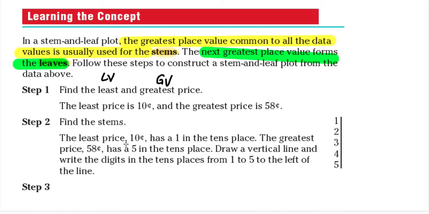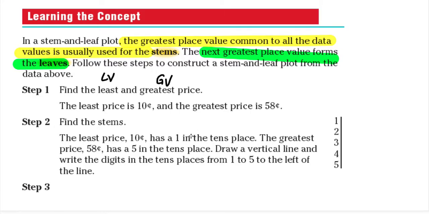If the least price is 10 cents, this means that it has the number 1 in the tens place. The greatest price is 58 cents. Sorry, it has 5 in the tens place. Draw a vertical line, like so, and write the digits in tens place from 1 to 5 to the left of the line: 1, 2, 3, 4, 5. Some stem and leaf plots, you can write the stems as 5, 4, 3, 2, 1. In this case, we write it as 1, 2, 3, 4, 5.